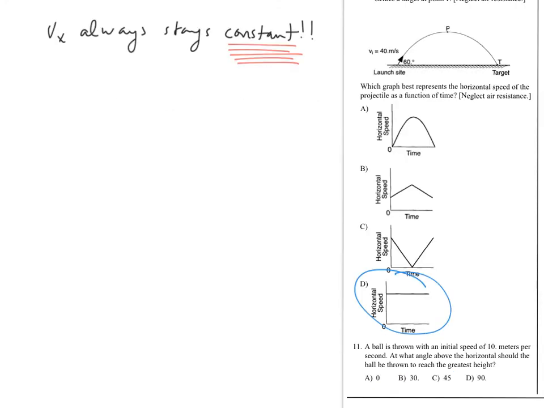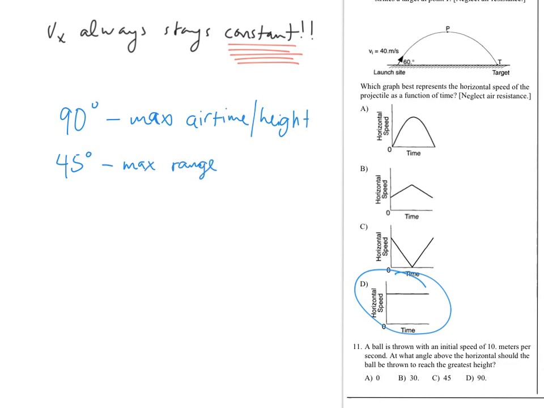Question 11, a ball is thrown with an initial speed of 10 meters per second. Which angle should the ball be thrown to reach the greatest height? So once again, which angle gives us the max airtime and height? That is indeed 90 degrees. Gives us max airtime and height. And let's put up the other angles as reference. 45 degrees gives us max range. And 0 degrees gives us max horizontal speed. Okay, so it's choice D, everyone.